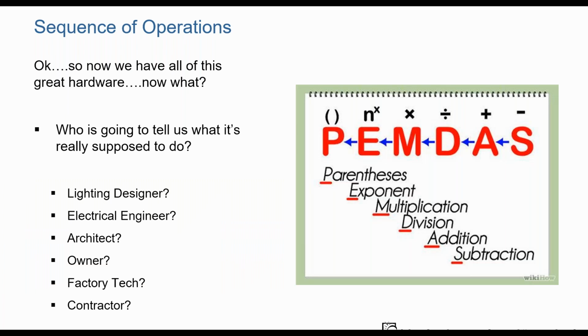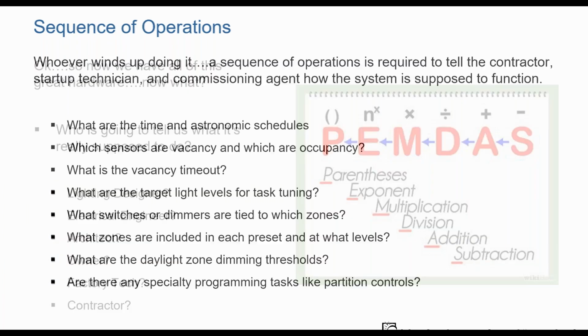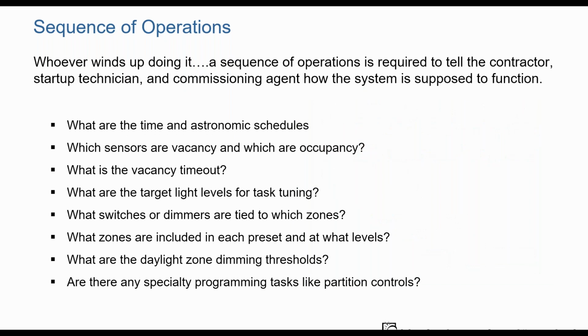So all of this comes back to this whole idea that somebody needs to really put together a sequence of operations. This is incredibly important for projects. Now, there are a variety of different things that somebody has to answer, right? What are the time schedules? What are the light levels? What are the dimming thresholds?